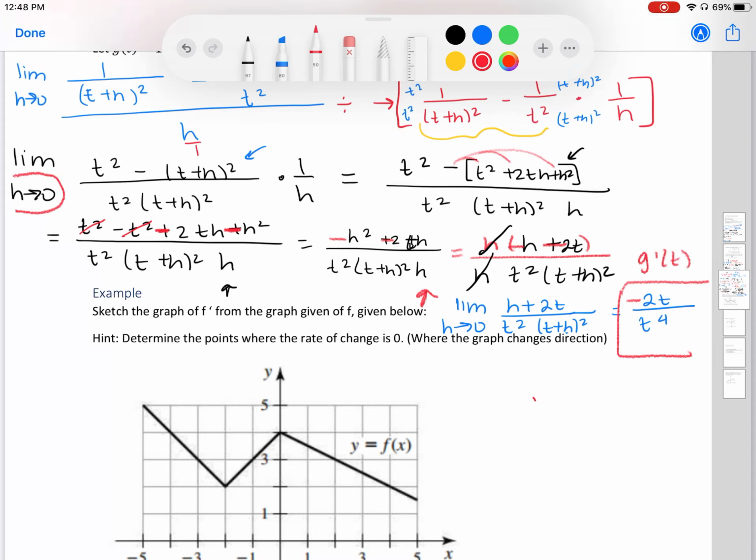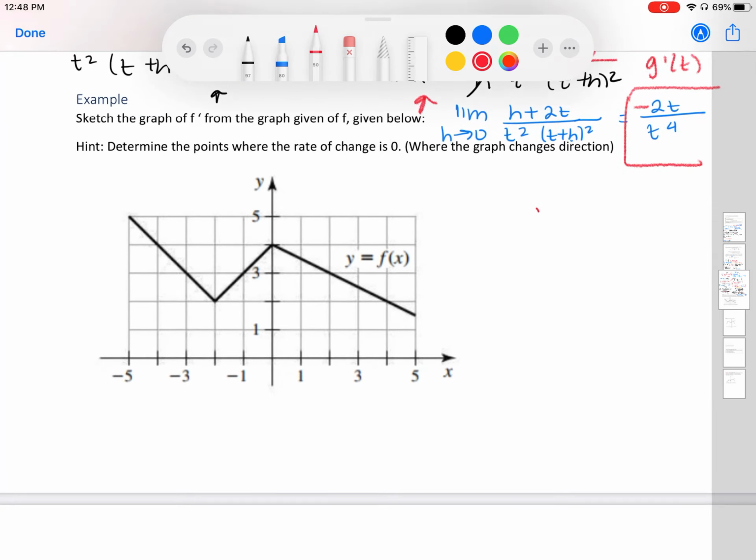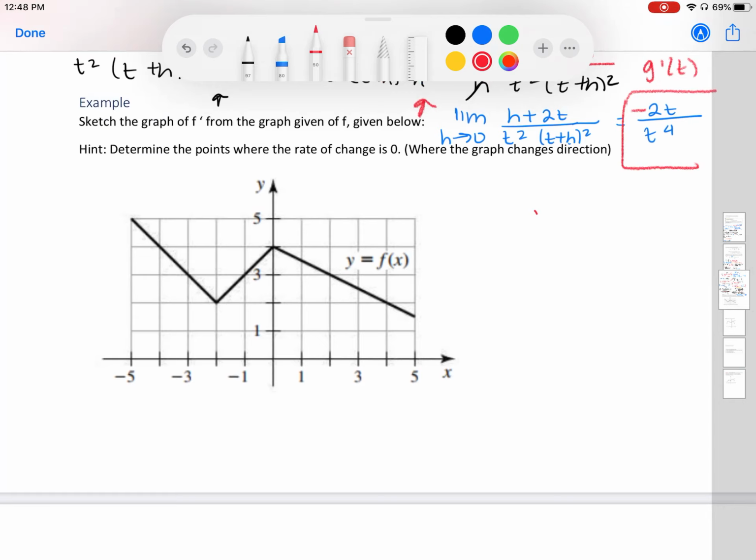Okay, now let's take a look at our function as a graph and work with the derivative that way. So in this next example, sketch the graph of f prime from the graph given of f below. Hint, determine the points where the rate of change is 0. Okay, so we have to consider some things about our graph. To begin, I have to look at where my graph is going to be 0 and how that applies.